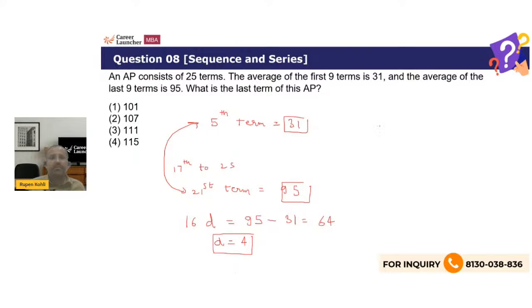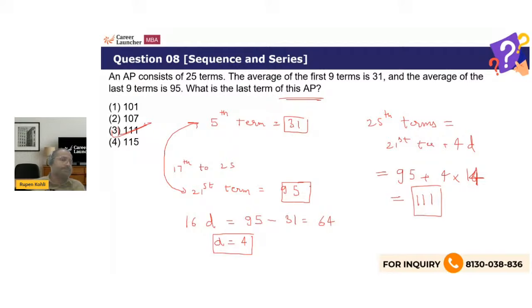And the question is asking for the last term, the 25th term. If your 21st term is 95, then the 25th term is 4 common differences further down the line. So the 25th term equals the 21st term plus 4 times the common difference, which means 95 plus 4 into 4, 16. 95 plus 16 would be 111. That is your answer.